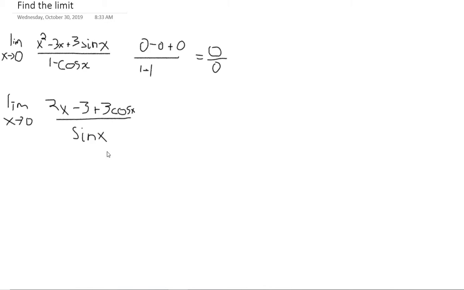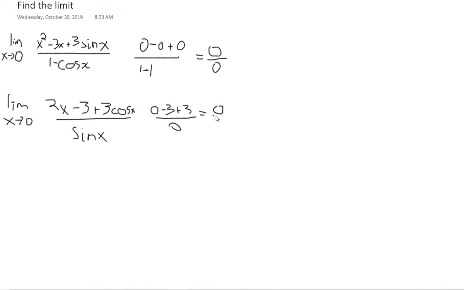Okay, now let's do it again. We've done L'Hopital's once, now we'll take the limit. 2 times 0 is just 0, minus 3 just stays the same, plus 3 cosine x. Cosine of 0 is 1, 3 times 1 is 3, so minus 3 plus 3, we have 0 on the top, and sine of 0 is 0. So we got another 0 over 0.